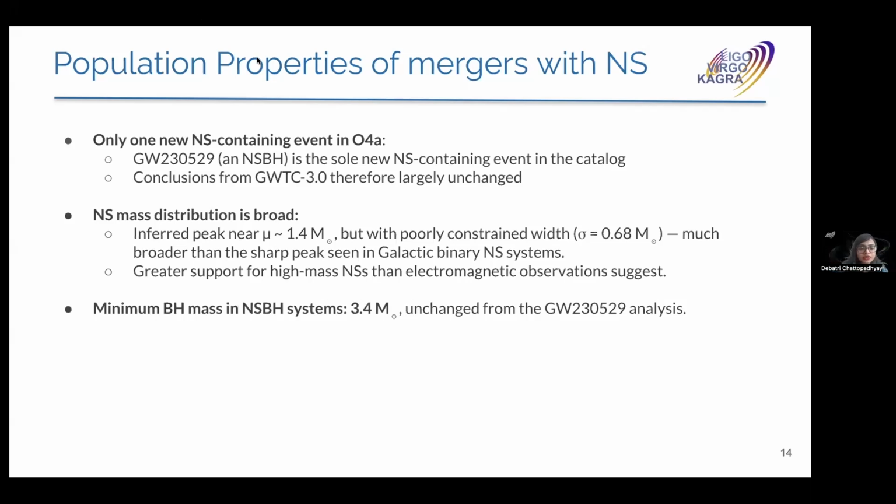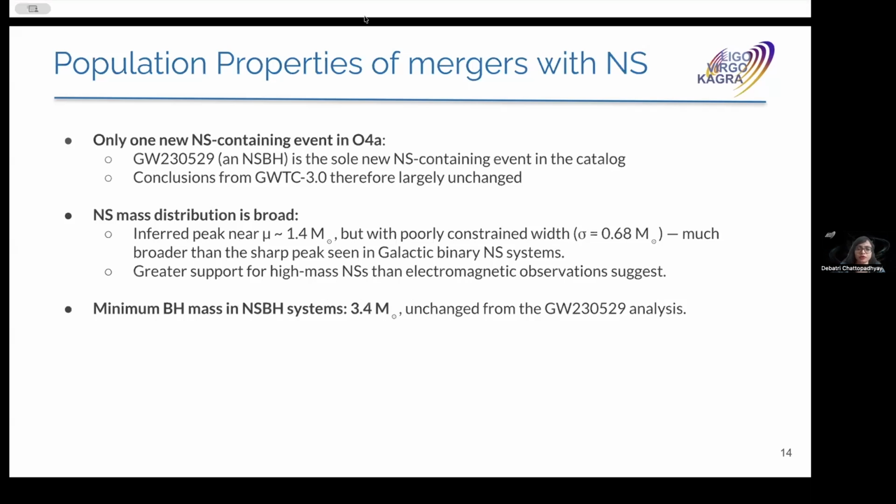So we have an inferred peak of around 1.4 solar masses, but it's much more poorly constrained than what we observe from the galactic neutron star systems. But we have to remember we have an order of magnitude fewer mass measurements of these systems than from the radio pulsars. There is obviously greater support for higher mass neutron stars than in electromagnetic observations.